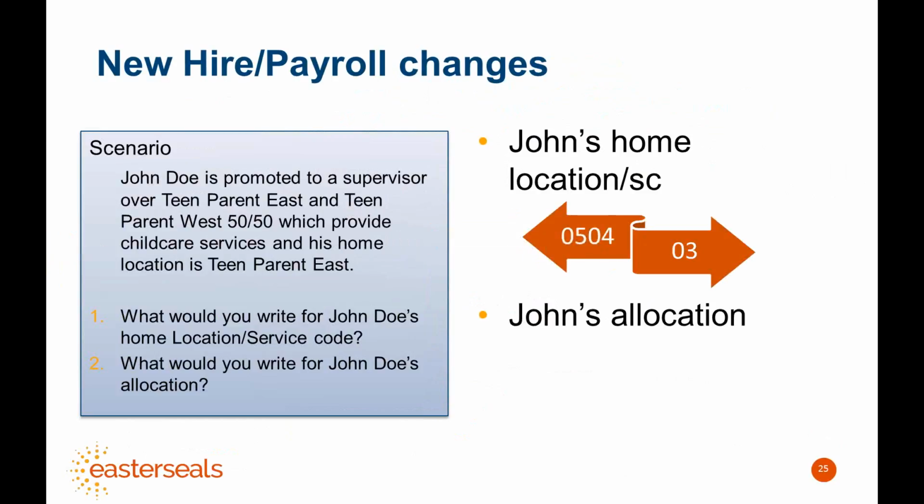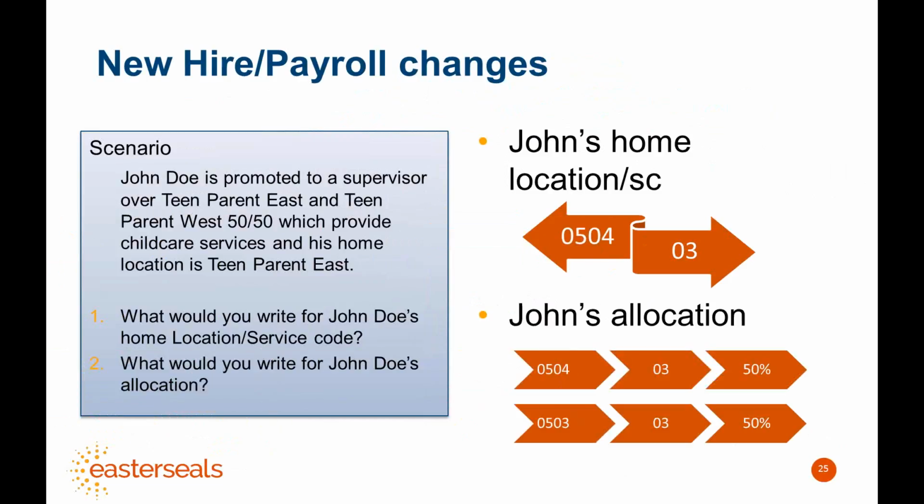Okay, so if you chose for John's home location and service code 050403, and his allocation as being 50% to 050403 and 50% to 050303, your answer is correct.